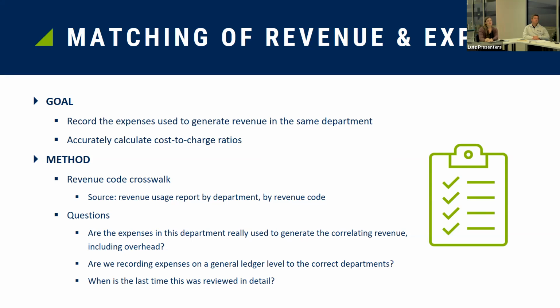Are you recording the expenses in the general ledger to the correct departments? And when's the last time it was reviewed? So hopefully on an annual basis, at least, you can run that revenue and usage report, find any mismatches and try to address them. At least when you're starting a new service line or have any major changes, that's really important.